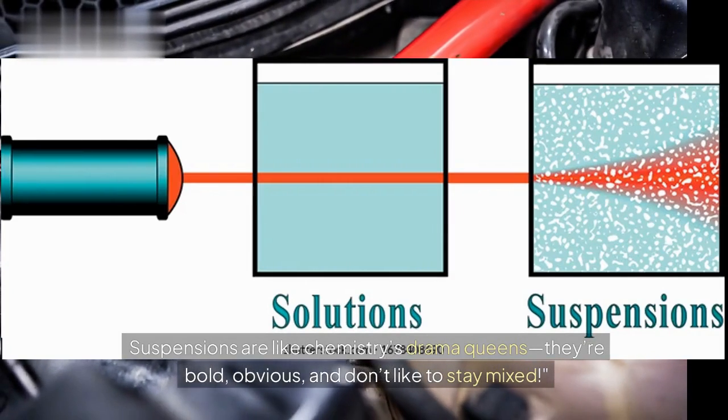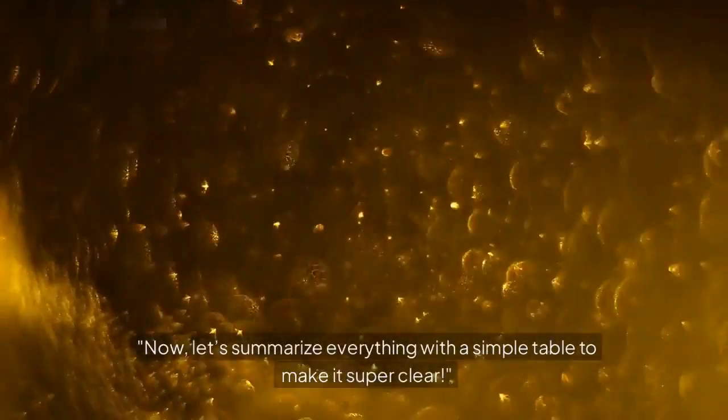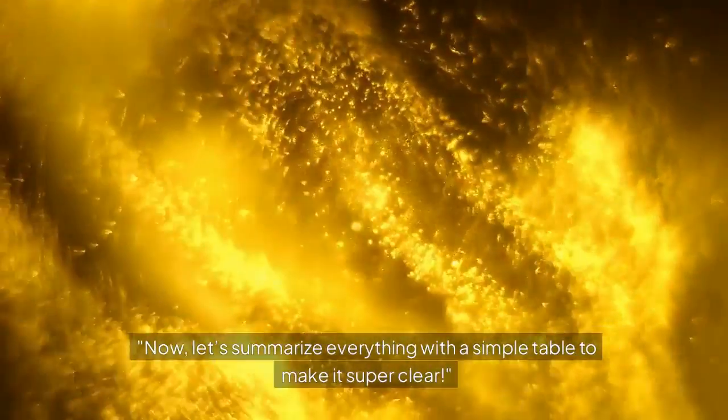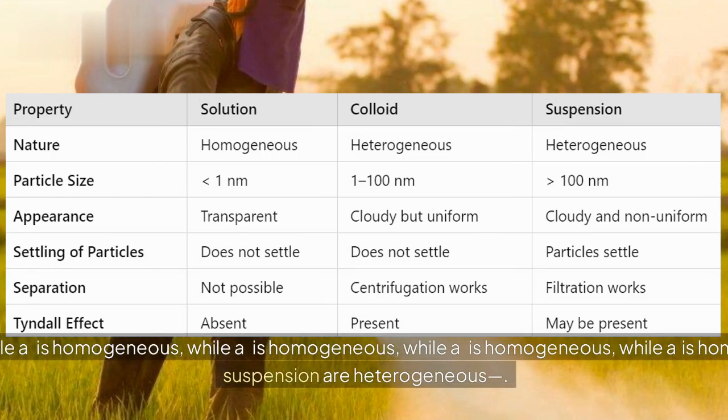Suspensions are like chemistry's drama queens. They're bold, obvious, and don't like to stay mixed. Now, let's summarize everything with a simple table to make it super clear. A solution is homogeneous, while a colloid and a suspension are heterogeneous.